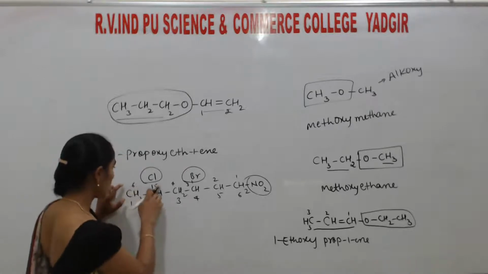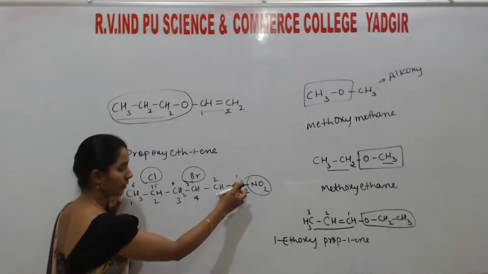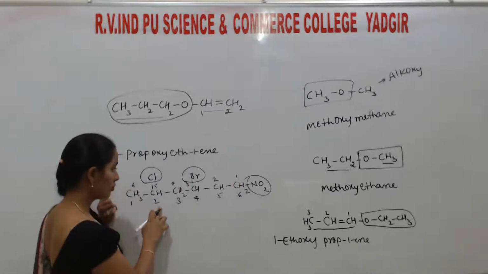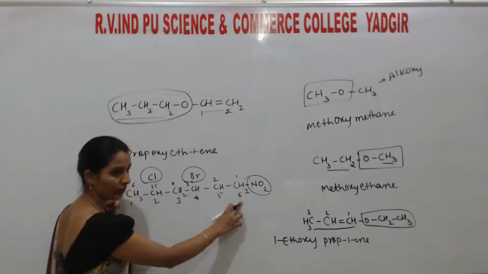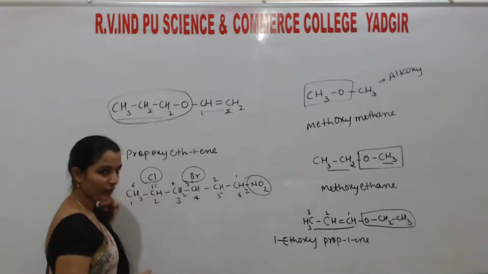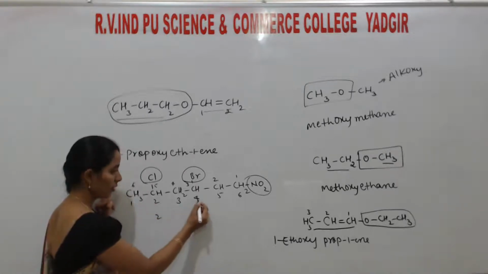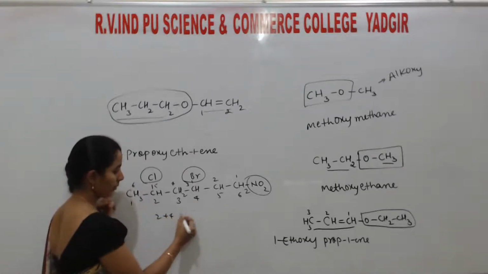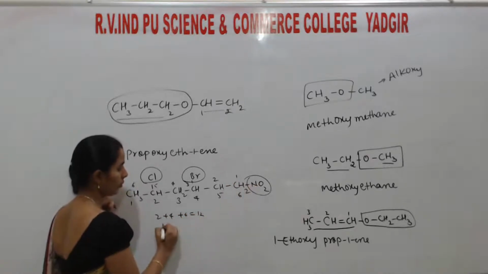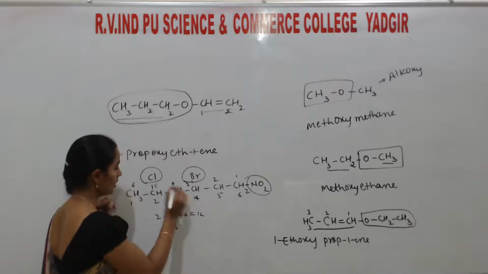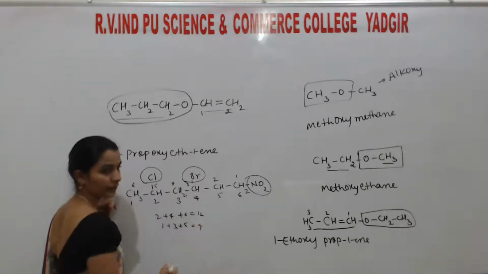So listen, 5 plus 1, 8 plus 1, 9. From here, 2 plus 4, 6 plus 6, 12. Means this is the correct way of numbering. Correct? So here 2 plus 4 plus 6, that is 12. From here 1 plus 3 plus 5, that is 9.